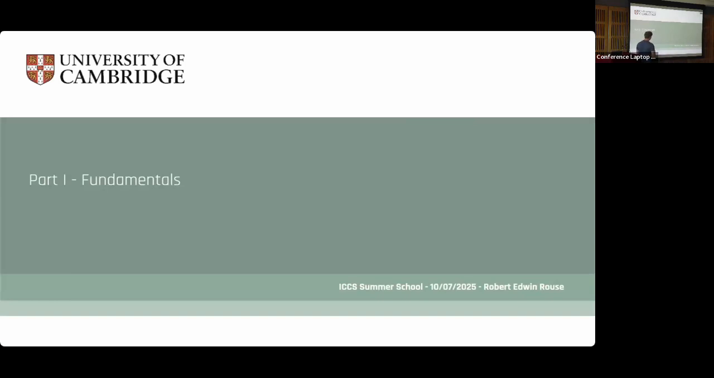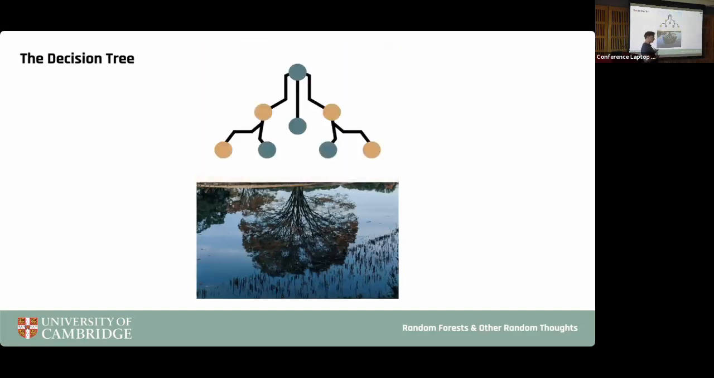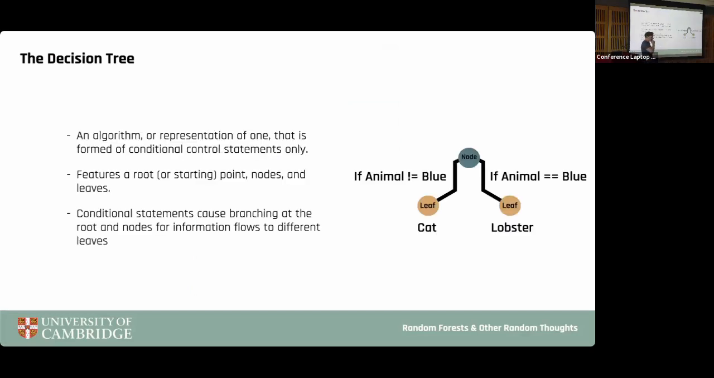So, fundamentals. The name decision tree comes from its tree-like structure. So, the decision tree looks like a tree. It's got branches, it's got leaves, it's got a root. What they are is an algorithm, or a representation of an algorithm, that uses conditional statements only. So if we have a very, very simple tree, like the one on your right, if an animal's blue, then it's a lobster. If it's not blue, then it's a cat. Obviously, this isn't exhaustive, but just to give you an idea of how that splitting occurs.